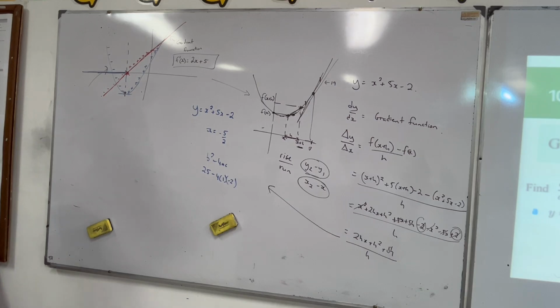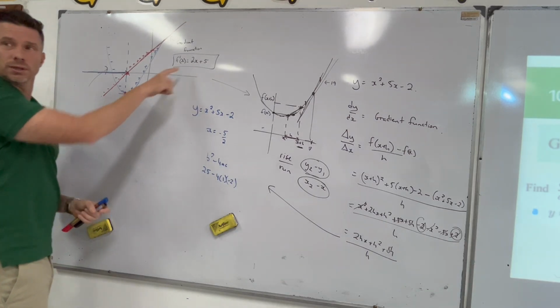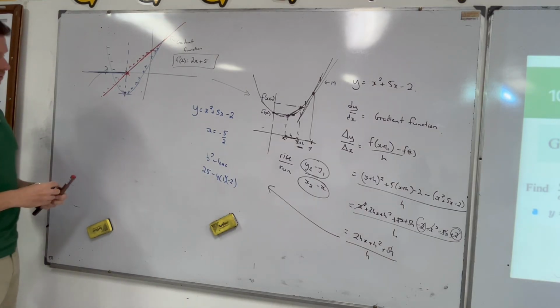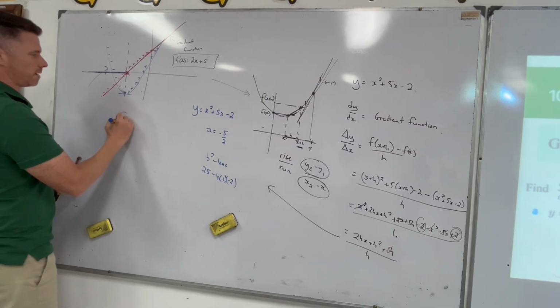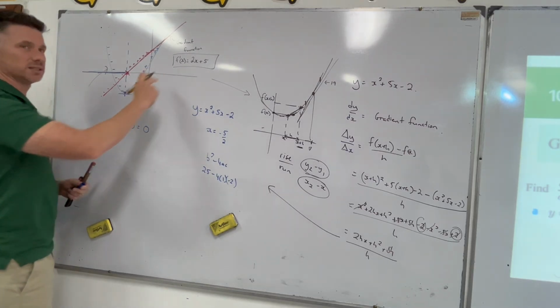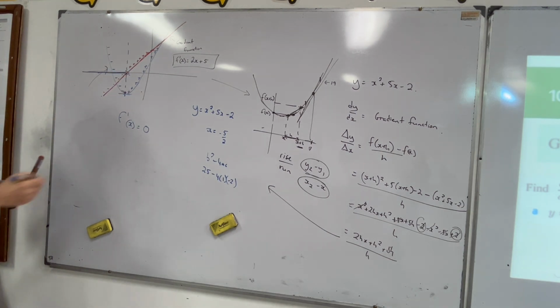You could find the 0 of this, let it equal 0. And what will we find? When we let the first derivative equal 0, what do you think we find then? So when f dash x equals 0, so when this line is 0, what did we find? We found negative 5 over 2.